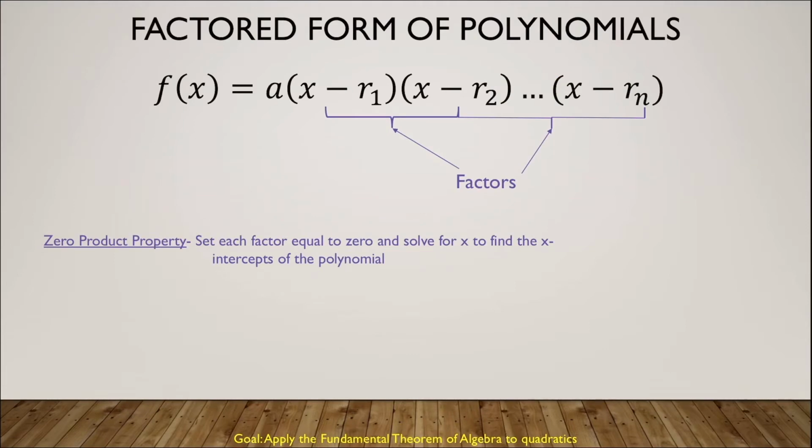Factor form of polynomials. Set each factor equal to 0 and solve for x to find the x-intercepts of the polynomials. That's my zero product property, right? What that's saying is if any one of these things equals 0, when I multiply it by the others, they'll all be 0.